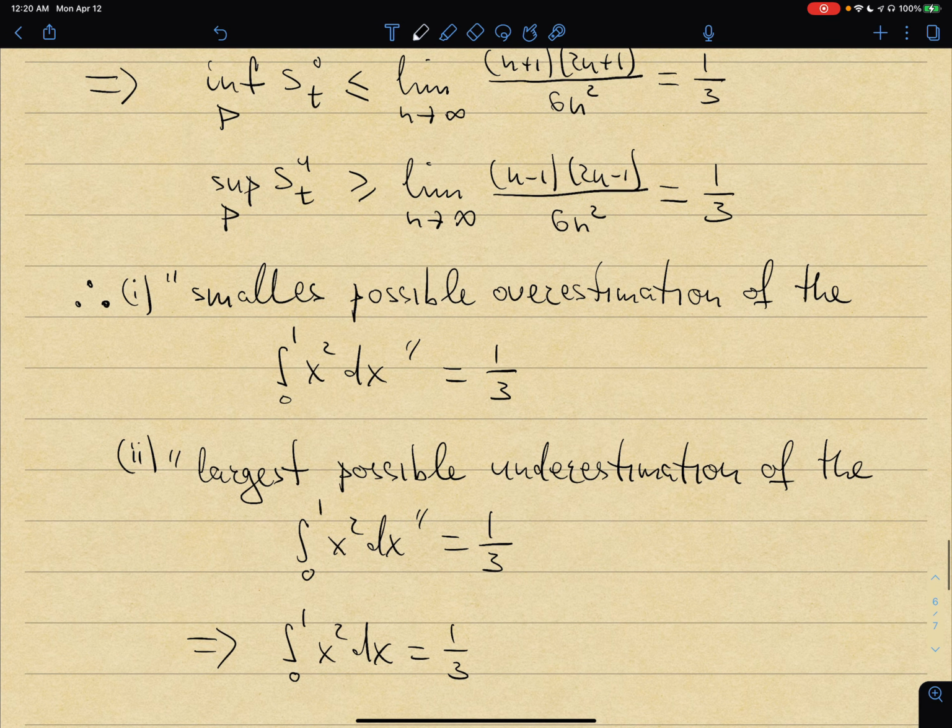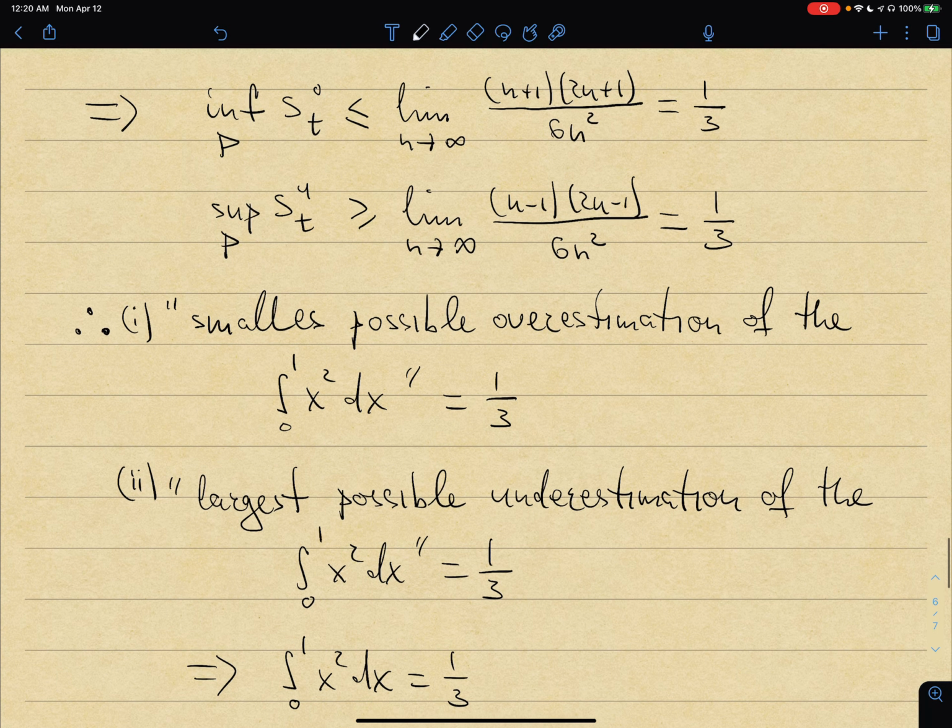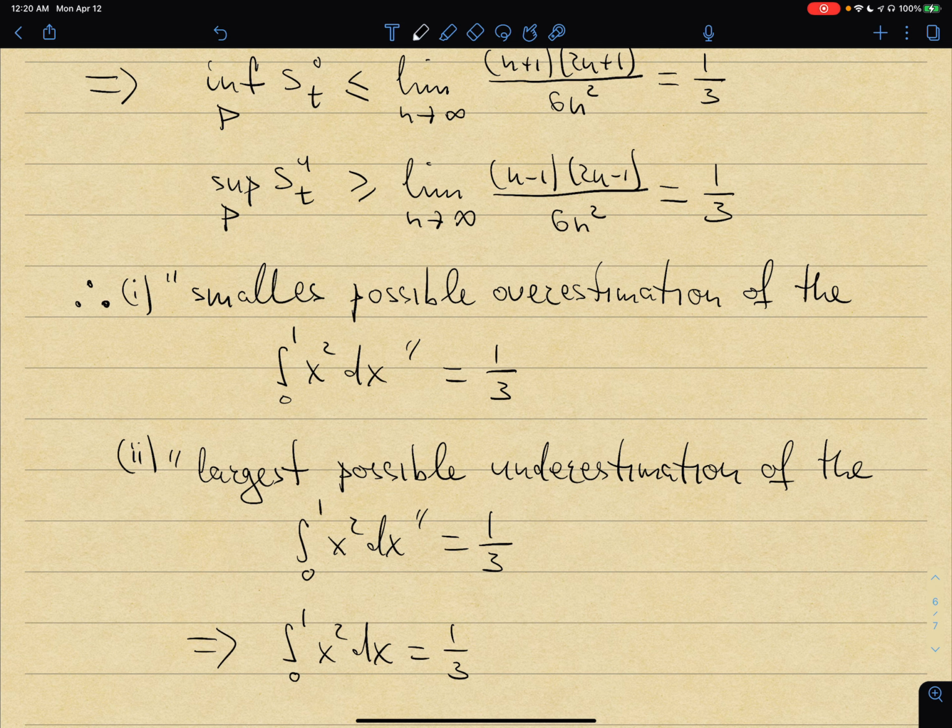So I hope that this makes sense. By considering largest underestimations and smallest overestimations, and taking advantage of the fact that the actual area must lie between these two numbers, we find what the area, or the integral, must be. Because the largest underestimation and the smallest overestimation give me the same value.